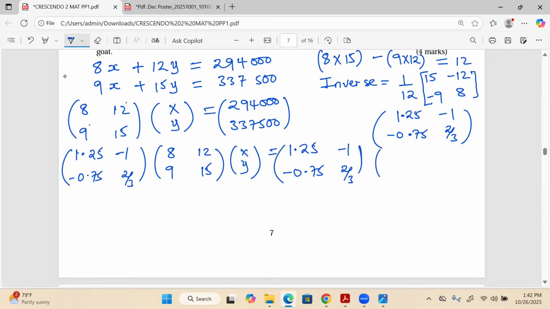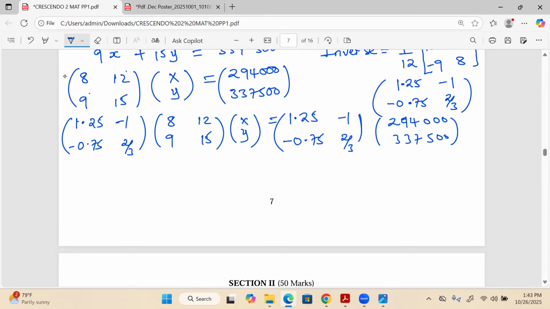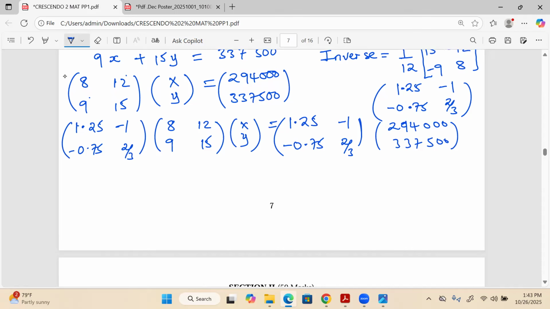This one is pre-multiplying 294,000 and 337,500. So we have pre-multiplied. One thing we are supposed to tell ourselves is that a matrix times its own inverse, as you can see on the left-hand side, should give us what we call the identity matrix. So we don't have to carry out the multiplication. It shall be so automatic that we get from the left-hand side 1, 0, 0, 1. Then this multiplies xy.